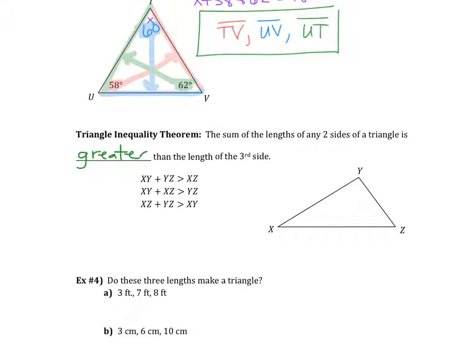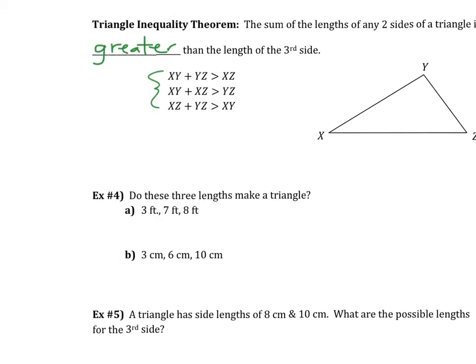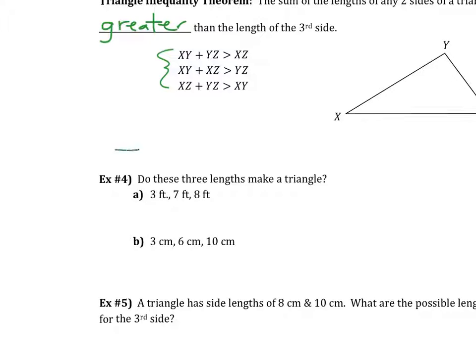Okay, let me just show you why. So this is what it would look like. XY plus XZ, or YZ has to be greater than the remaining side, and so on and so forth. But this is why it works that way. Let's say I have a side length of 5 here. If I were to put a 2 here and a 2 here, and then hinge those, will you ever get a triangle out of that?